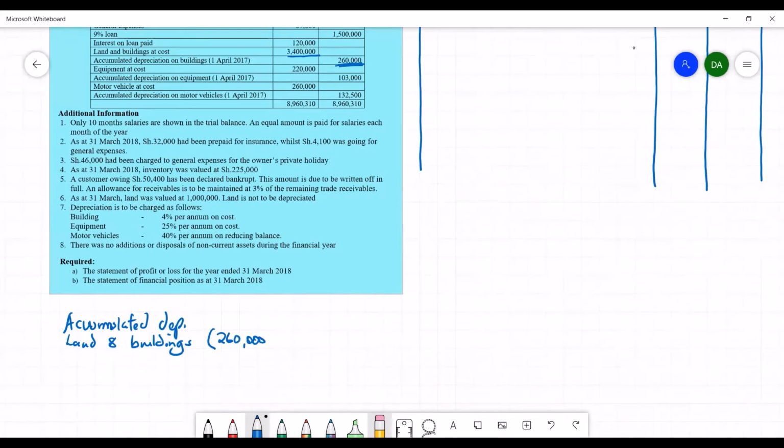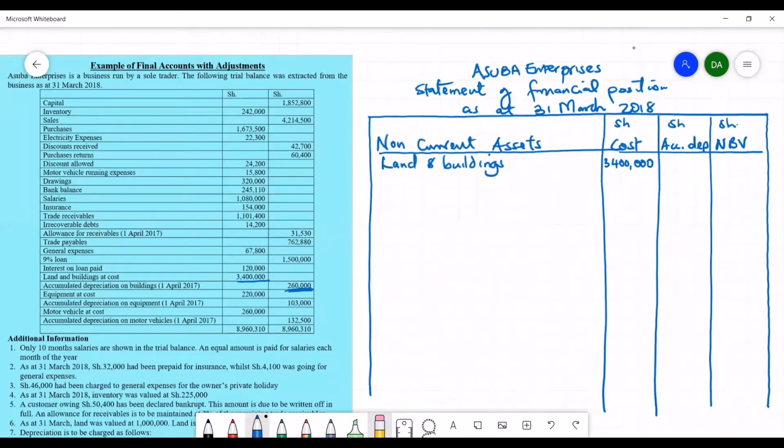During the year, accumulated depreciation was calculated on buildings, which was 96,000, so that we have a total of 356,000 as the accumulated depreciation on land and buildings. Subtract 356,000 from 3.4 million so that we get 3,044,000. That is followed by equipment, which is the second asset.